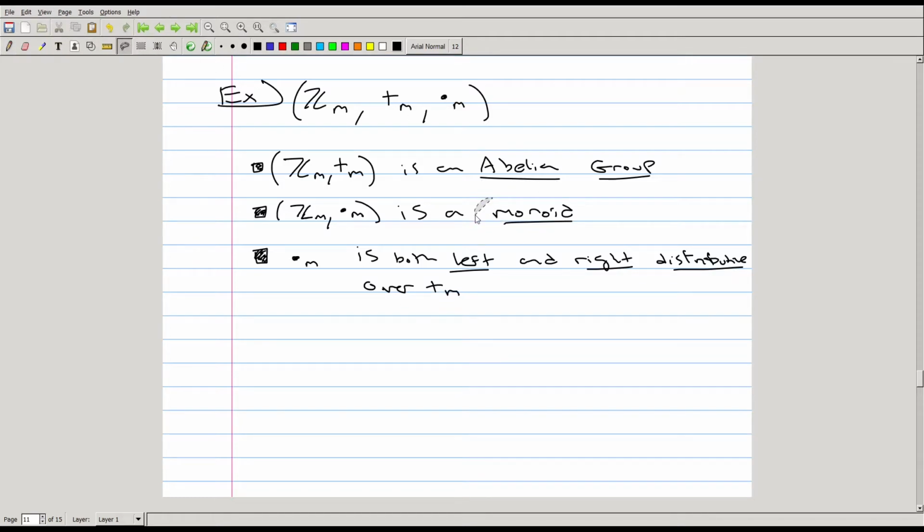And we can even make the previous a little bit more precise. This is a commutative monoid, because the order of modular multiplication doesn't matter. You multiply a times b, it's the same as b times a mod m. So this is a commutative ring.